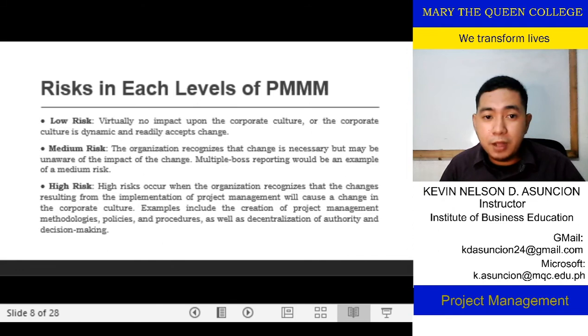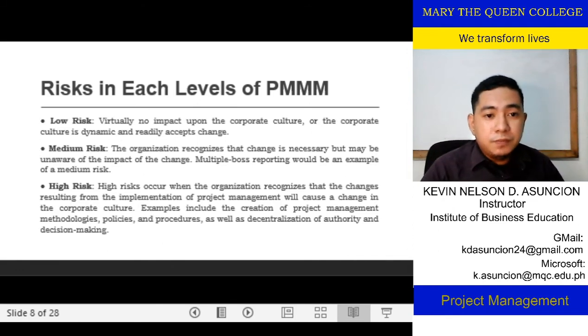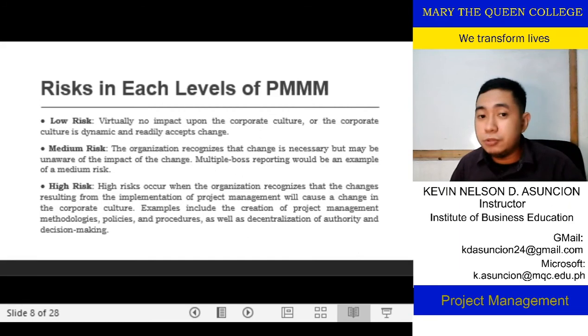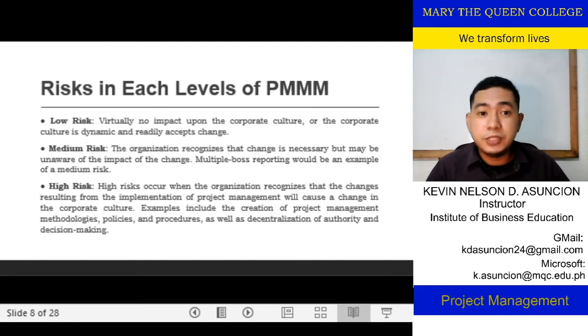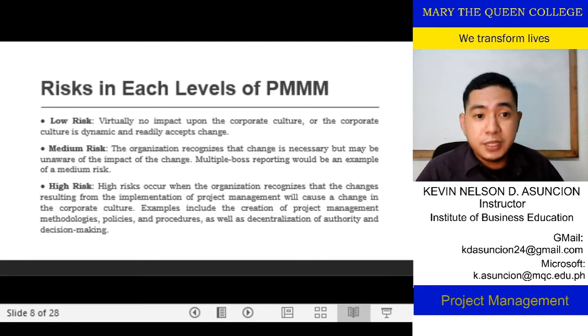Virtually no impact upon the corporate culture. So wala siyang epekto sa corporate culture, no? Which is the corporate culture is dynamic, no, and readily accepts change. So that's a low risk. So kung ang klase ng organization mo is adaptive, low risk ang activity na yan.